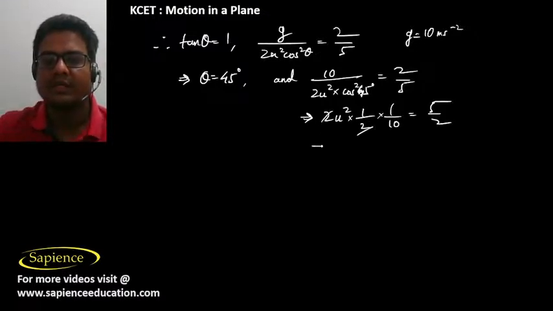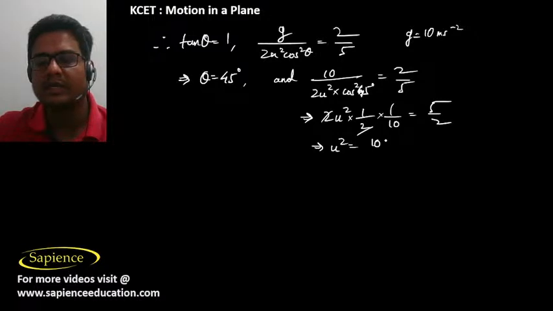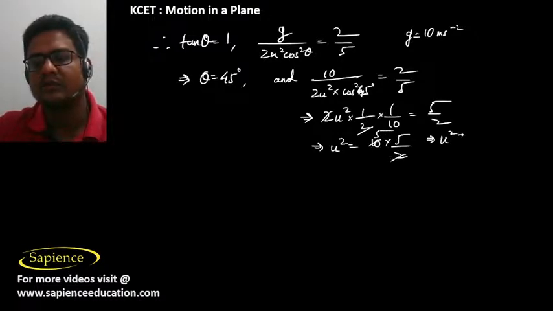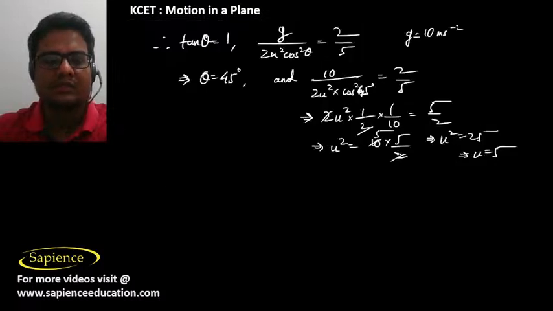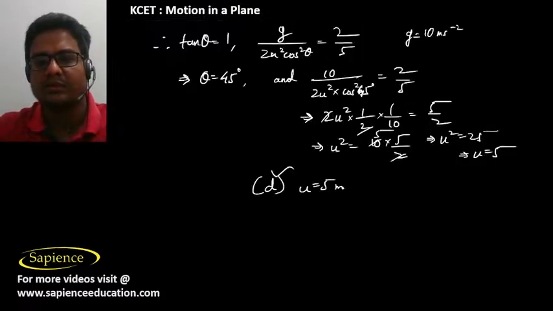So 2 and 2 will cancel. So u square will be equal to 10 into 5 by 2. So 2 5s are 10. So u square is equal to 25. So u is equal to 5. So the initial velocity of the projectile is 5 meter per second. So option D is the correct answer. U is 5 meter per second.